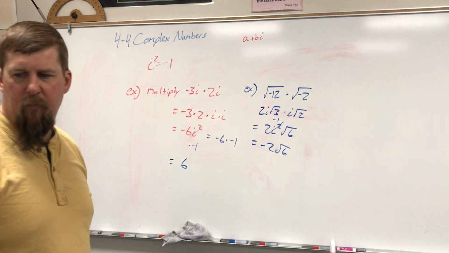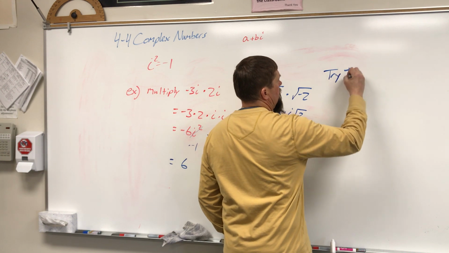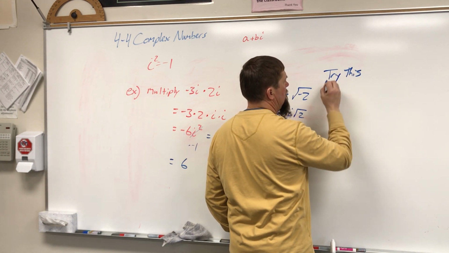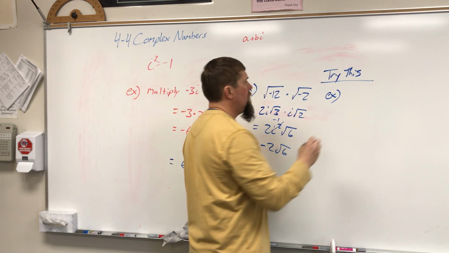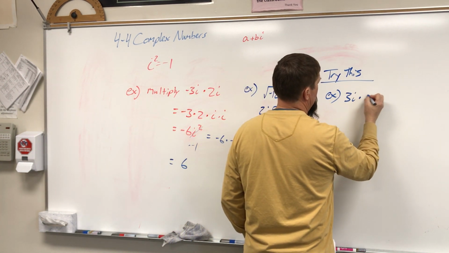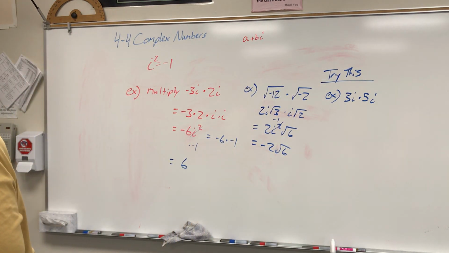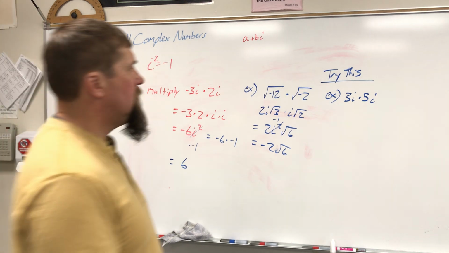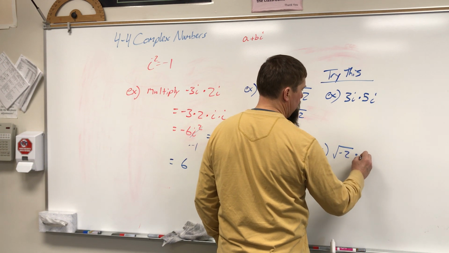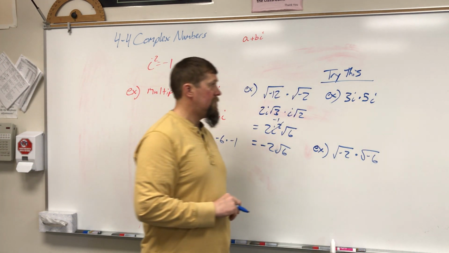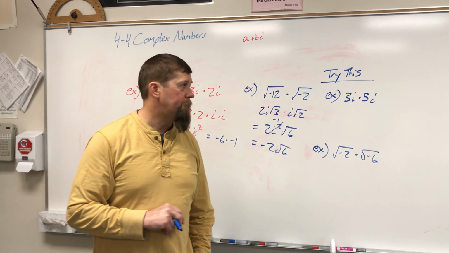All right, here's a check your progress. Try this on your own. Again, just go ahead and pause your computer once I give you the problem and you try it. So 3i times 5i, and then I'll give you one more. The square root of negative 2 times the square root of negative 6. So try those two problems and let's go ahead and see if you get the right answer.